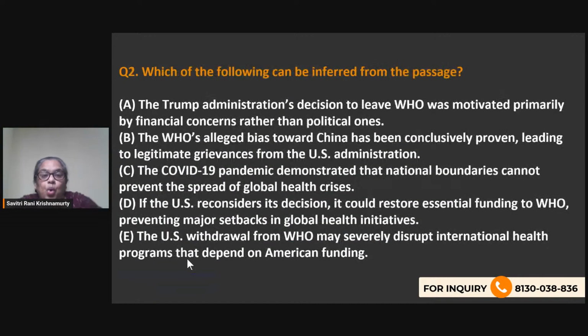Next one. What can be inferred from the passage? Let me again read the options while I want to see your answers. All right, quickly, let me see your answers.